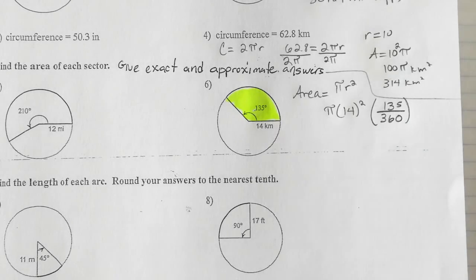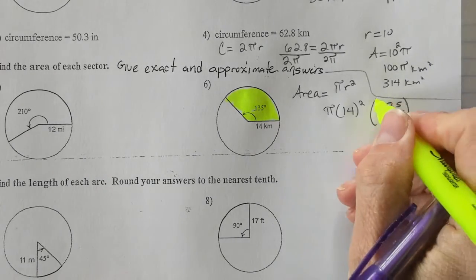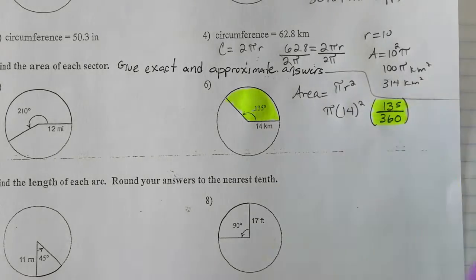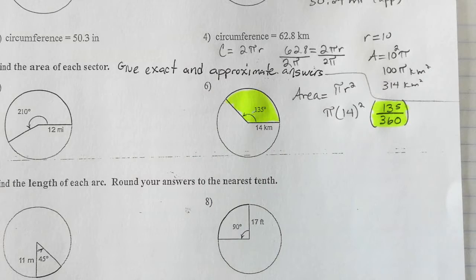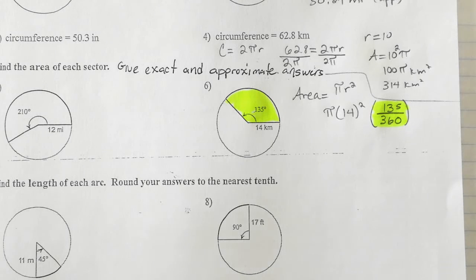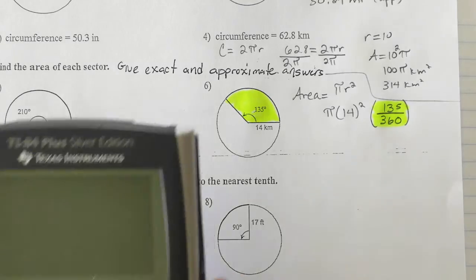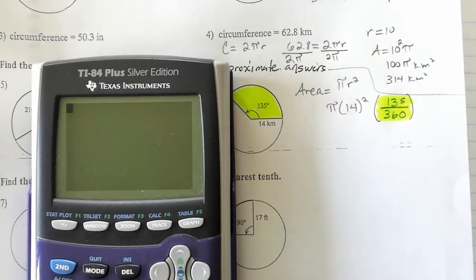So when you think of the sector, this is the space that we're looking at, but then we have to account for the fact that it's circular and that it has a radius of 14. The directions ask us to give exact and approximate answers, and I'm going to walk us through a little bit of our calculations to do that. Here comes the handy dandy calculator.